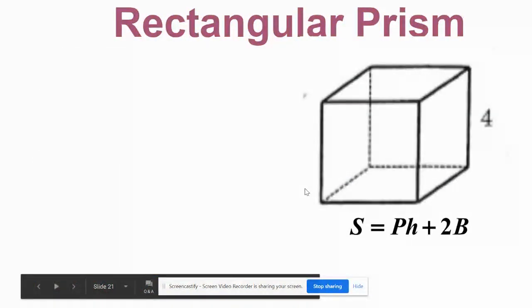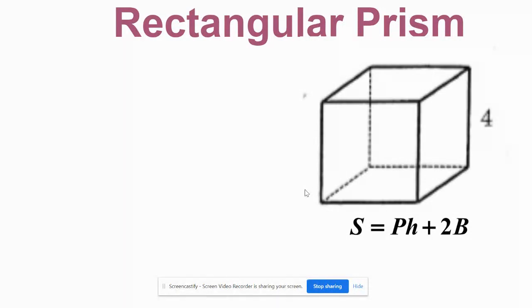Another example. Sometimes when we talk about rectangular prism, we're going to see a cube. We're still going to use the same formula, big P times height plus 2 times the big B when we're asked to find the total surface area. We're going to identify the base, even though we know that all faces are the same because it's a cube. We're going to look at it and work through it the same way as if it was a rectangular prism like the previous example. So we identify our base.